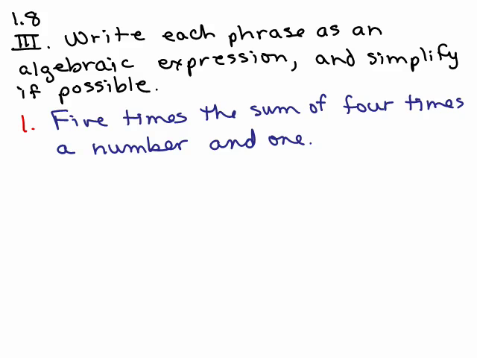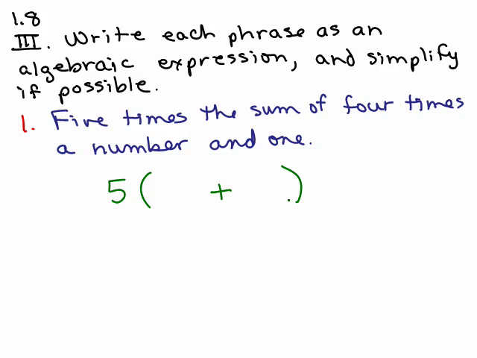All right, we're still on 1.8. This is part 3. Write each phrase as an algebraic expression and simplify if possible. All right, so what do we have here? 5 times the sum of 4 times a number and 1. Okay, so you think about this slowly. 5 times the sum. So I'm doing 5 times something, but instead of just being a simple number, it's a sum. 5 times some sum of something.